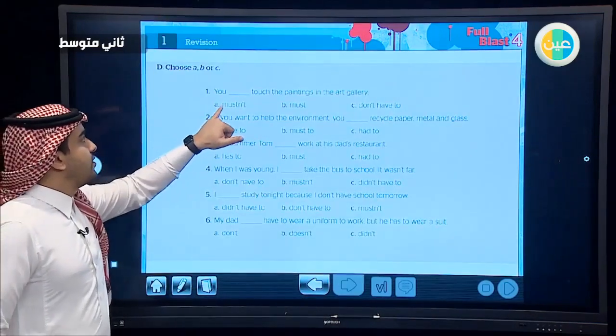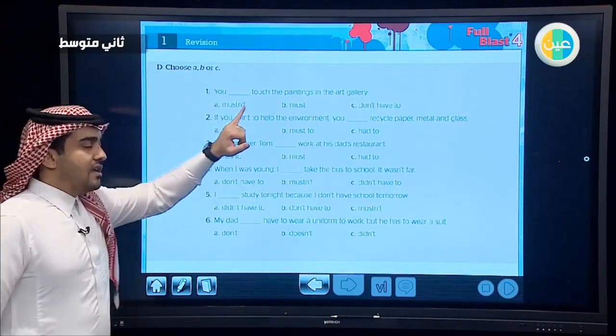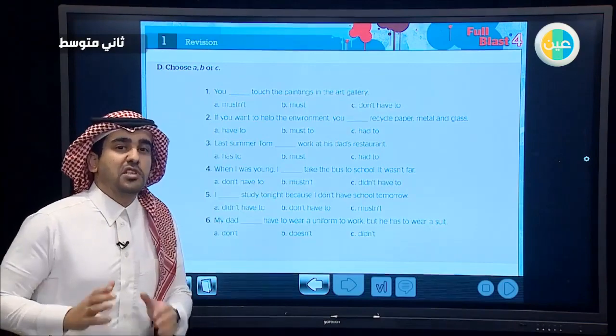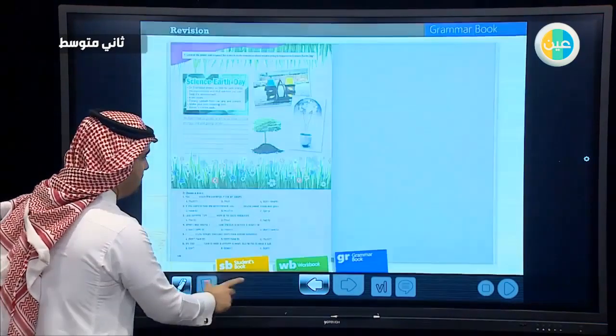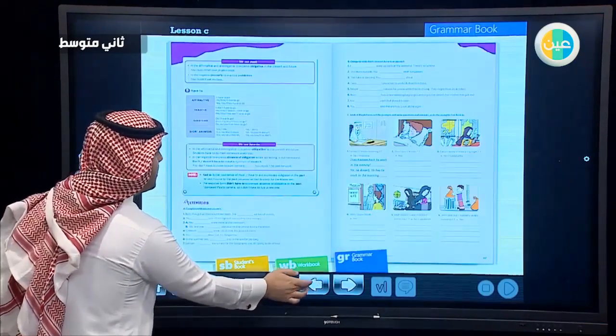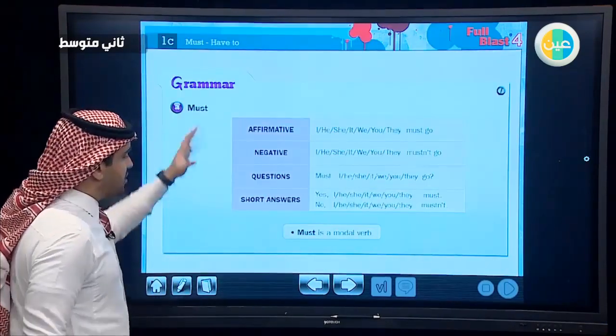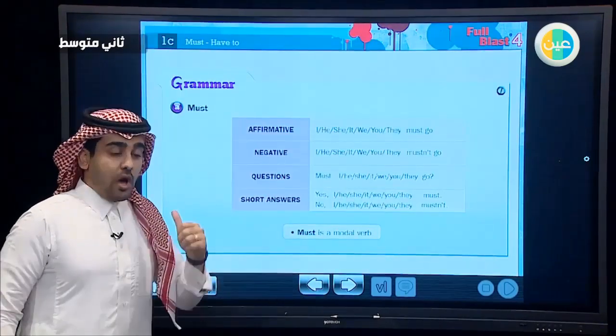This is for must, have to, and had to, and so on. This is for expressing obligation. If you go back to the grammar rule, in the grammar book, you can see it right here. Okay. Must, we use must to express obligation.